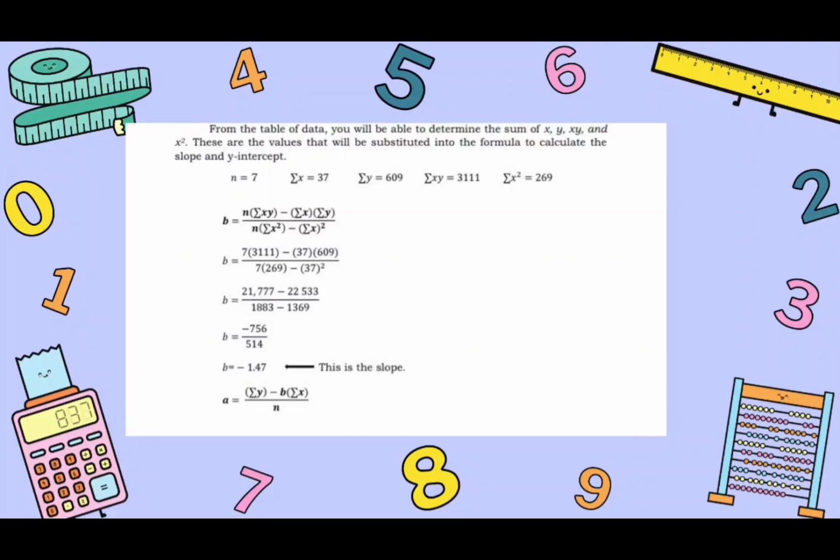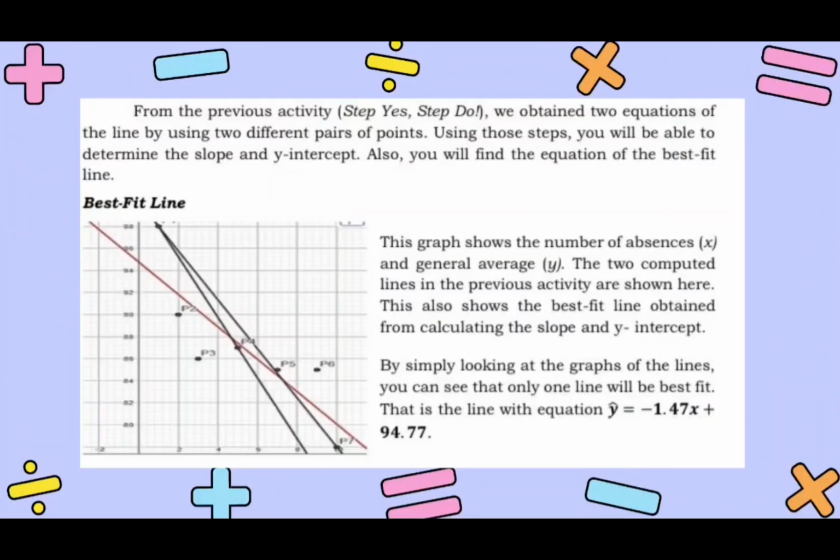Now, the formula goes as follows, and the solution goes as follows, as it shows. And negative 1.47 is the slope. This is the slope, so it will be determined by the result of the equation. From the previous activity, we obtained 2 equations of the line by using 2 different pairs of points. Using those steps, you will be able to determine the slope and y-intercept. Also, you will find the equation of the best fit line.